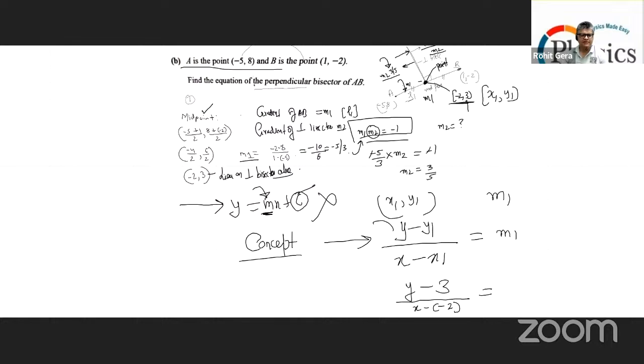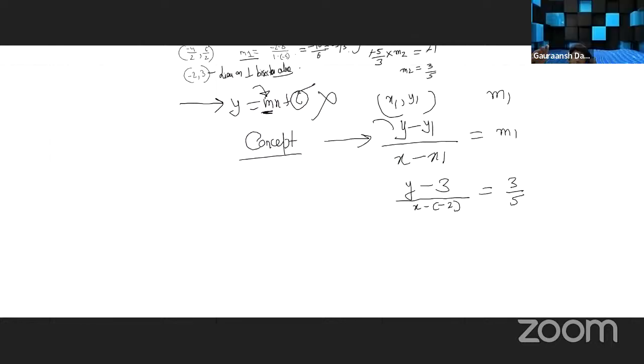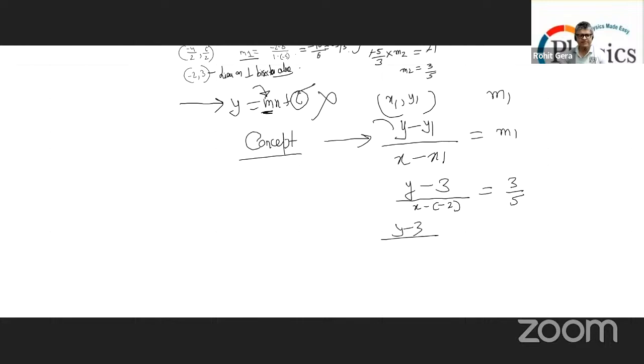Cross multiply. y minus 3 upon x plus 2 is equal to 3 by 5. 5y minus 15 is equal to 3x plus 6. 5y minus 3x is equal to 21.